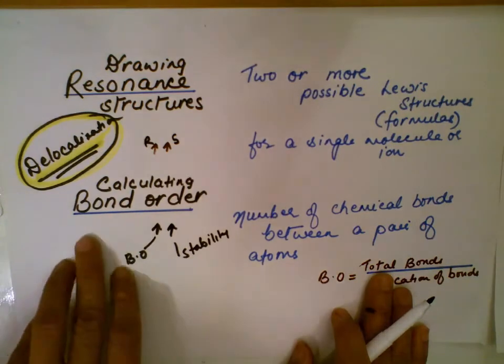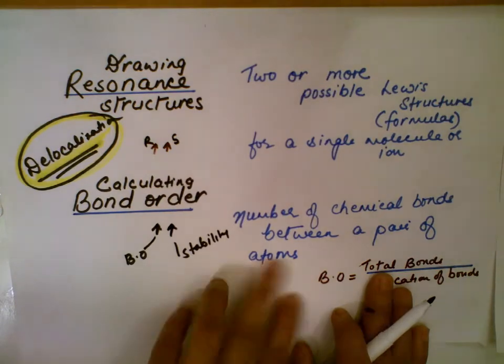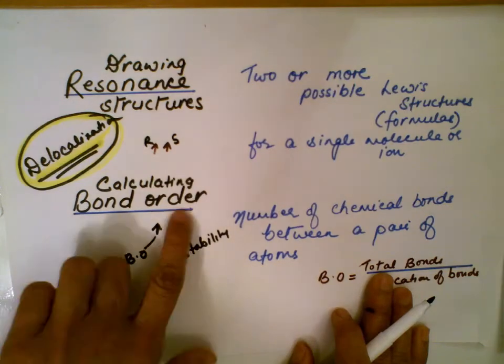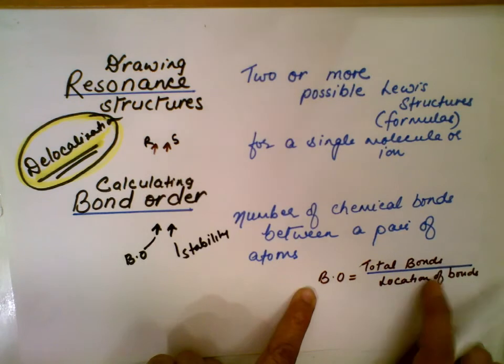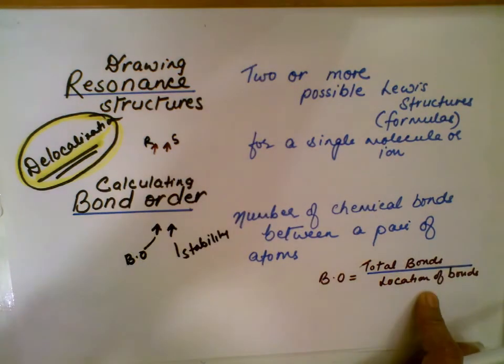Well, calculating bond order. Okay, so here is the definition. The number of chemical bonds between a pair of atoms is the definition for the bond order. How do we calculate it? We use this formula. We write the total number of bonds in the numerator and the location of bonds in the denominator.